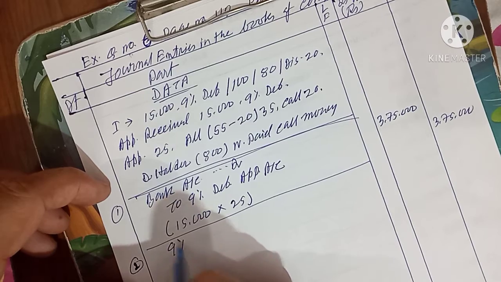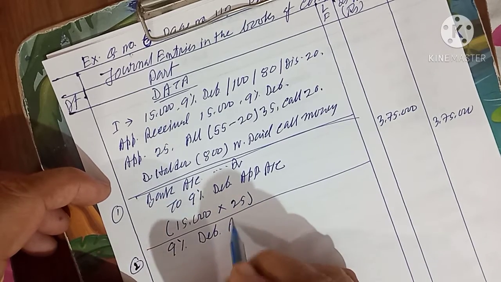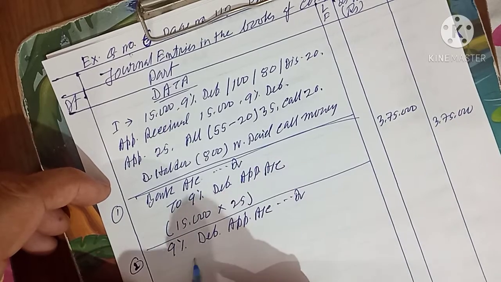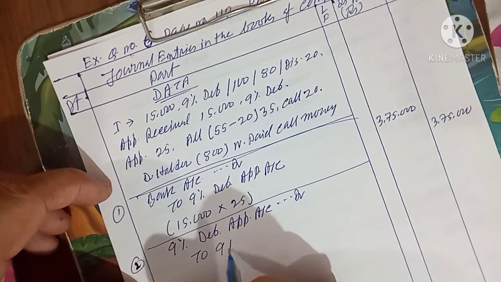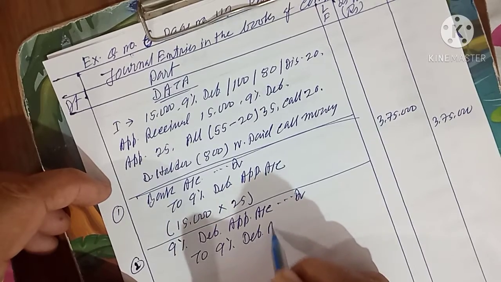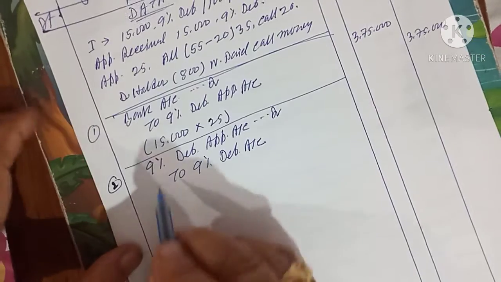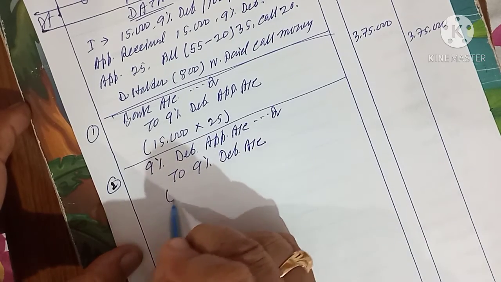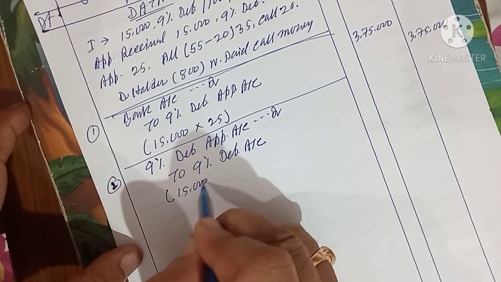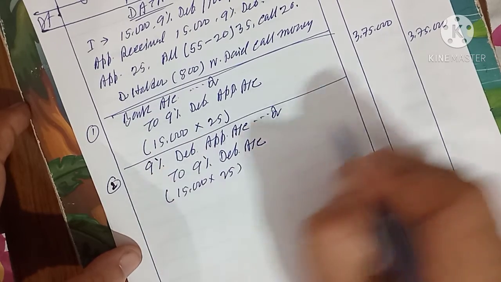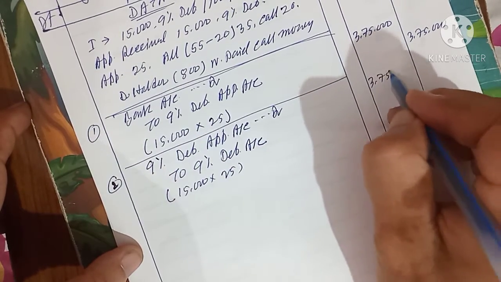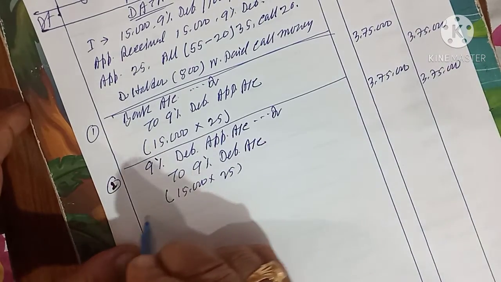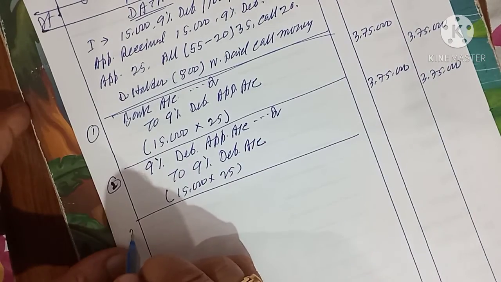So 9% debenture applications account debit to 9% debenture account. Both are not the same. 9% debenture applications and this is 9% debenture. This is 15,000 into 25, which will get 3,75,000. First two entries are over.